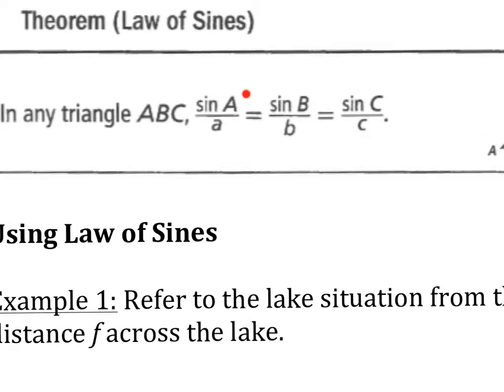The sine of the angle A is over the side a, so these are opposites, equals the sine of B over b, equals sine of C over c. So essentially, it's just an extended proportion. People like that one better because it is significantly less complicated looking than the law of cosines, which you don't need to write.